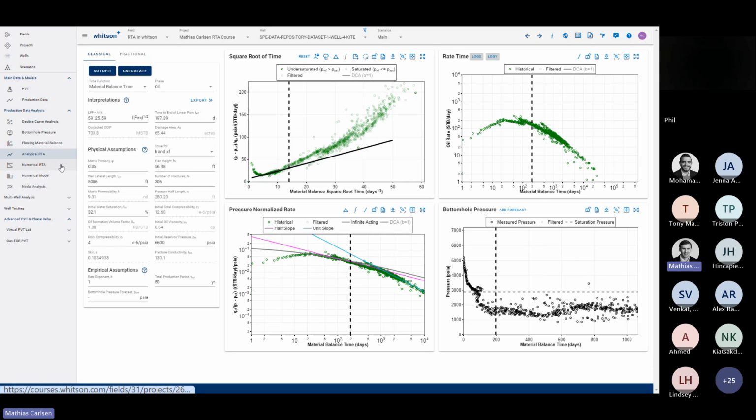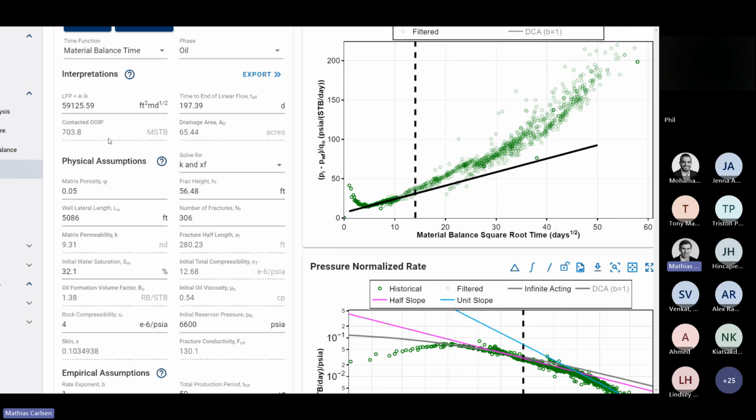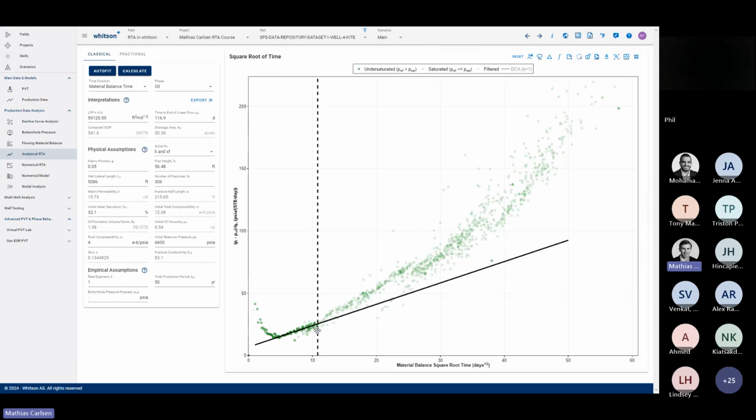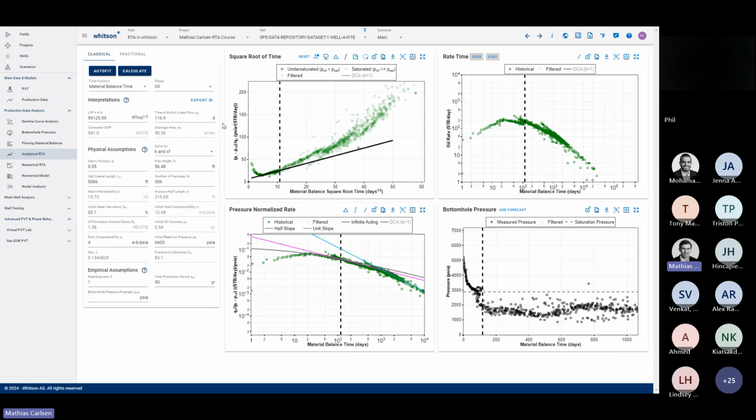But looking at these plots, it looked like we had a period of infinite linear flow, and then eventually I'm in boundary dominated flow. That's my assumption, just looking at these diagnostic plots right here. And again, here I'm getting a contacted pore volume around 700,000 barrels. If I did this manually, if you wanted to look exactly at where it starts to change the slope here, I would probably pick something more like this if I did it the classical way.